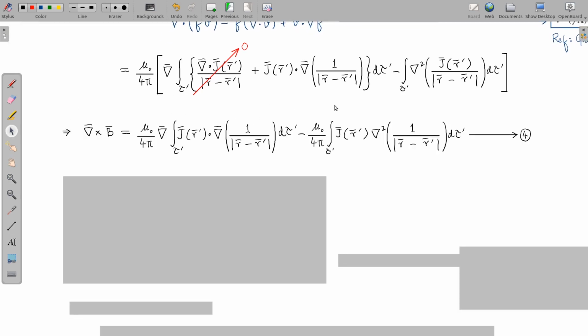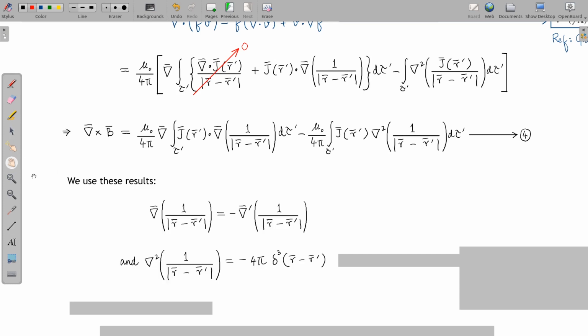Okay, so this leaves us with only this term. So we have mu naught by 4 pi gradient of the integration of j dot gradient of 1 by modulus r minus r prime, minus mu naught by 4 pi, then integration of j. This j will come outside because j depends only on r prime and this Laplacian is with respect to r, so we are just applying the Laplacian directly on 1 by modulus r minus r prime. Let's call this equation number 4.